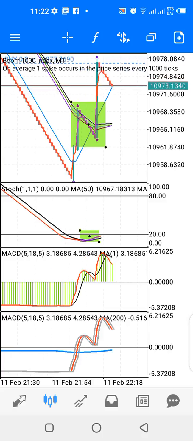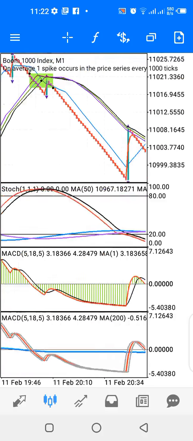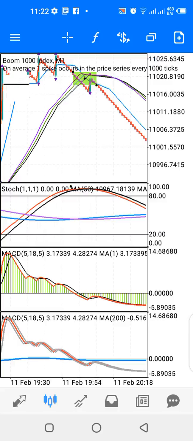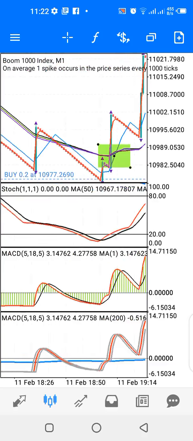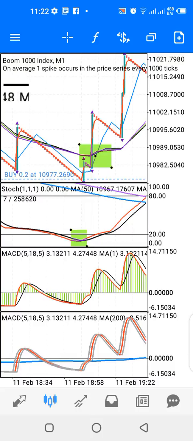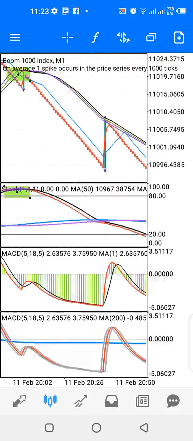So I zoom out, you can see the red line crosses down on the black line above the 80 level. We're on 1 minute time frame. Boom 1000 crossing down above 80 level for us to have a sell signal. You can see it's crossing up around here for us to have a buy signal below the 20 level. Now that's for signal.